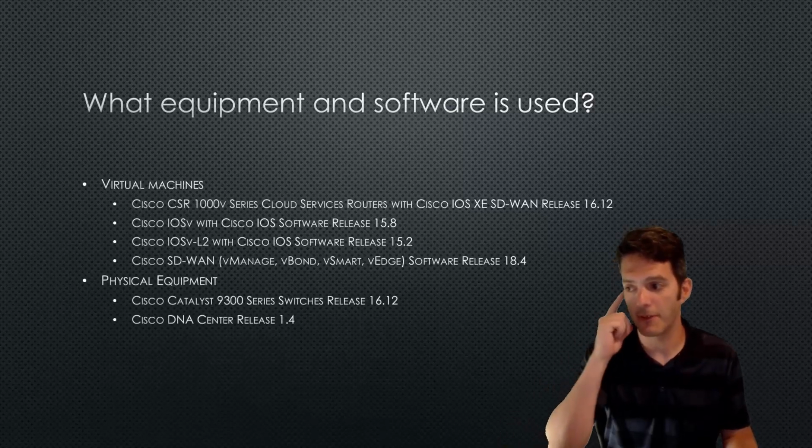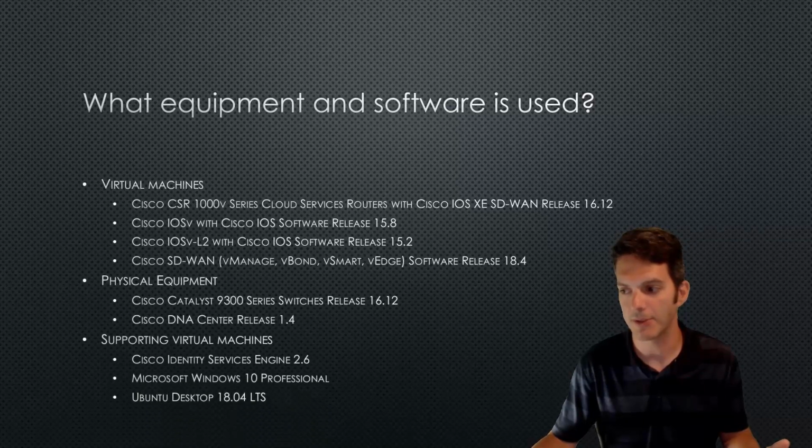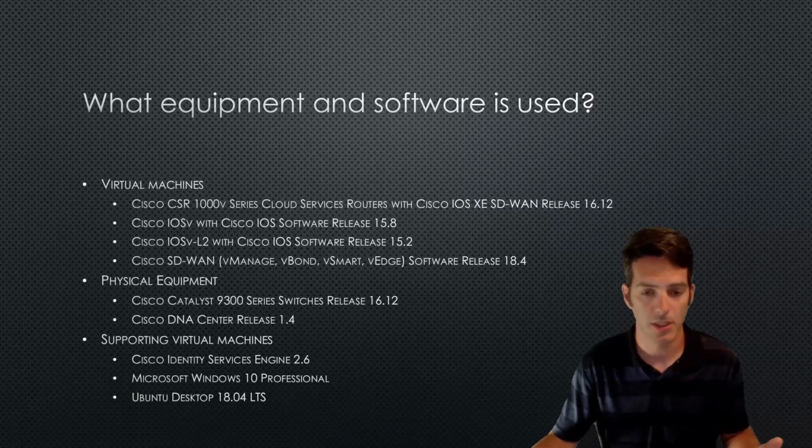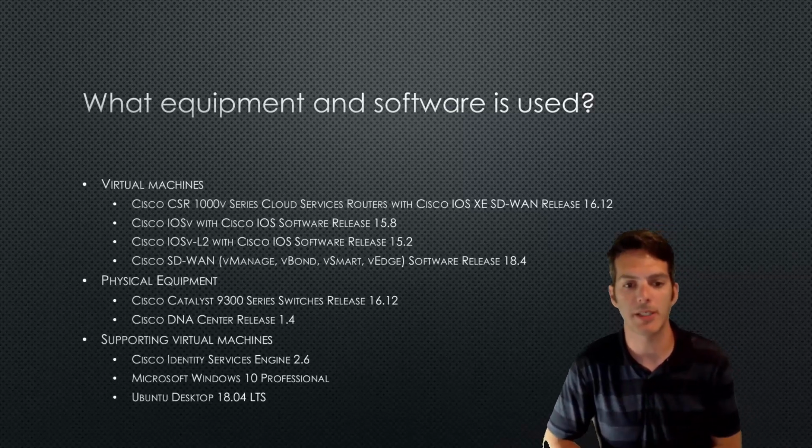Now they're going to be talking about physical equipment. They're going to be talking about the 9300 series switches and DNA Center or DNAC 1.4, which I believe is the latest release. 16.12 code, which is the latest and greatest IOS XE code. And then when it comes down to virtual machines, you can download and run ISE 2.6 and Windows 10 Pro and Ubuntu 18.04 LTS. So those are going to be the platforms that they're going to be testing you on.